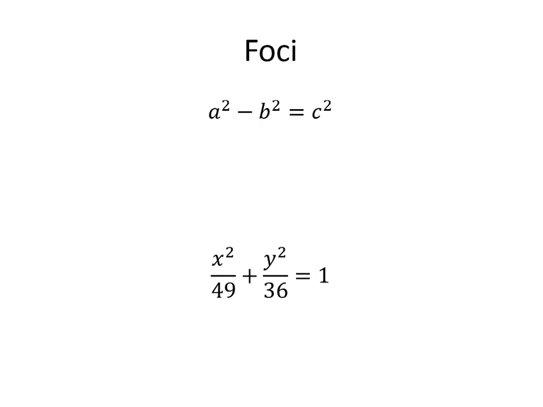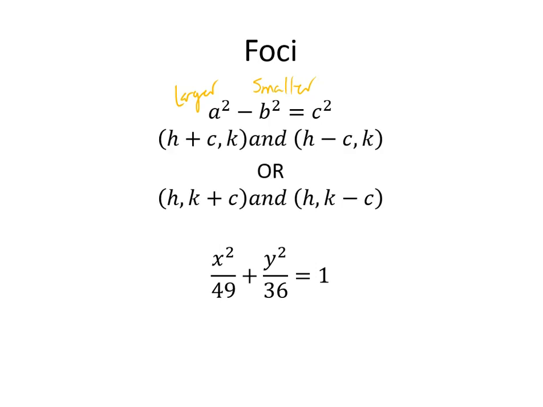Okay, now the foci. The foci is found by taking the larger number minus the smaller number. Okay, so it's the larger number minus the smaller number. Okay, and what you do to find the foci is that from the center you're going to add whatever C is, whatever you get for C, add it and then subtract it.